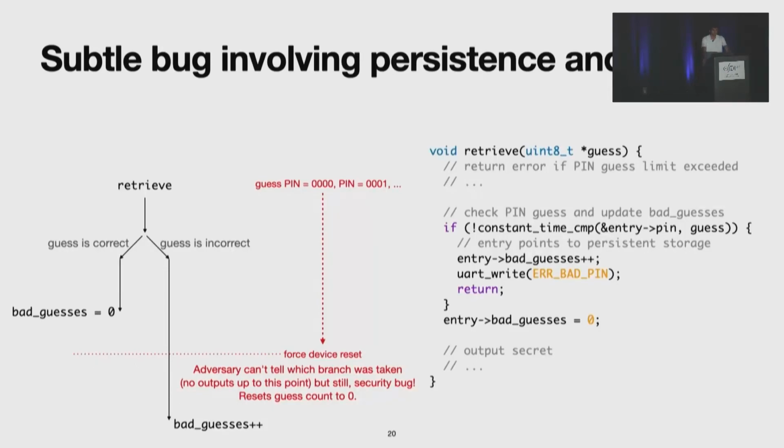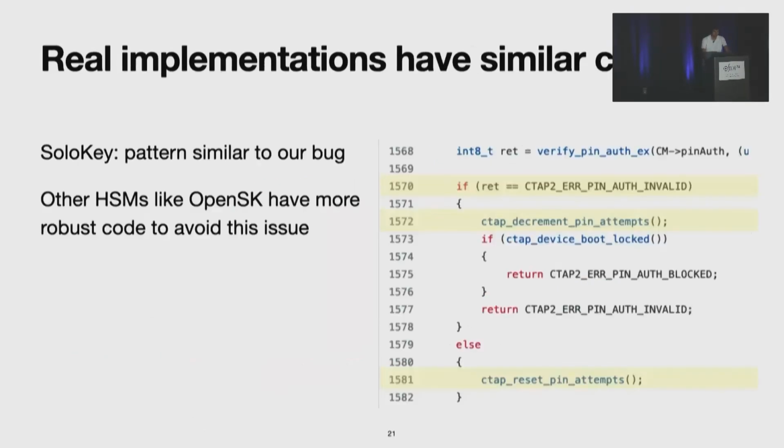And what's nice is that IPR rules out this sort of bug. This implementation leaks more information than the spec. The spec enforces the guess limit, and this implementation, well, doesn't. So verifying IPR helped us catch this bug. What's kind of interesting is that this is a real issue that implementations struggle with. We looked at some real-world HSMs and found a similar code pattern in the SoloKeys code. It's doing a similar branch based on whether the pin guess is correct or not, and then decrement versus reset of the guess count.